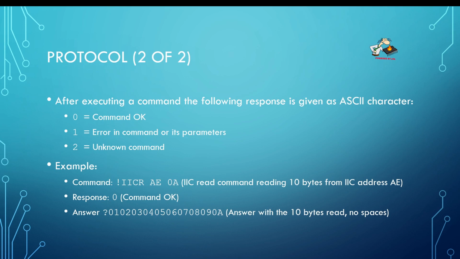For example, if I want to read from an I2C device with slave address AE and I want to read 10 bytes, then this is the format. So it starts with an exclamation mark, IICR for reading, slave address and the 10 bytes. The response will be 0, which means OK. And the answer is then the 10 bytes that you have requested. So it starts with the question mark followed by 10 bytes.